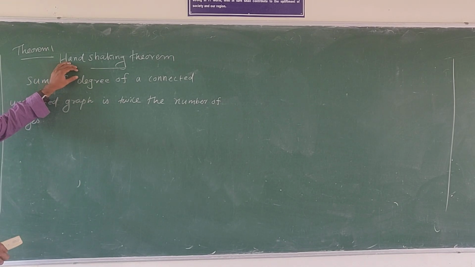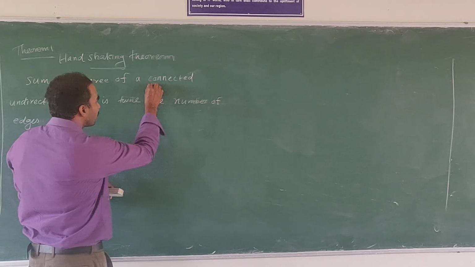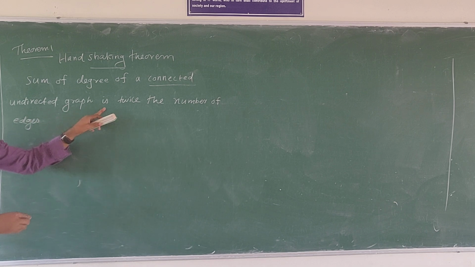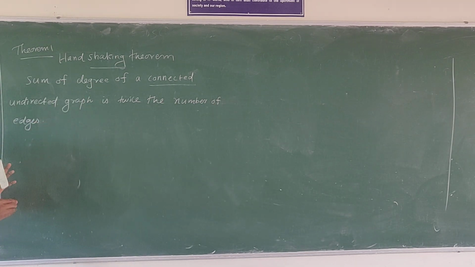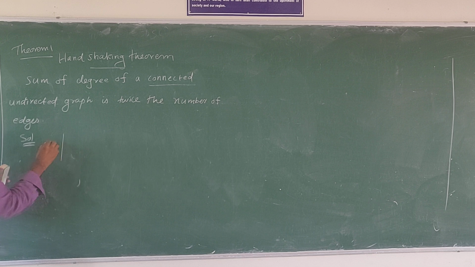Listen, handshaking theorem. The statement of the handshaking theorem is: the sum of degrees of a connected undirected graph is twice the number of edges. Okay, so for a connected graph, we should know the solution. This is a proof, we have to write it as a proof.